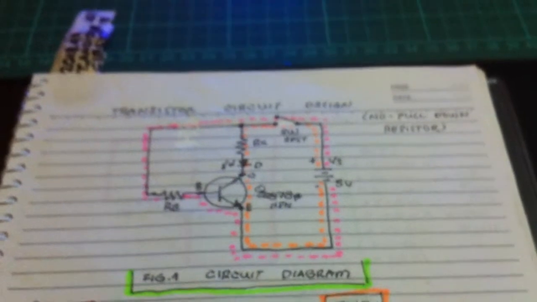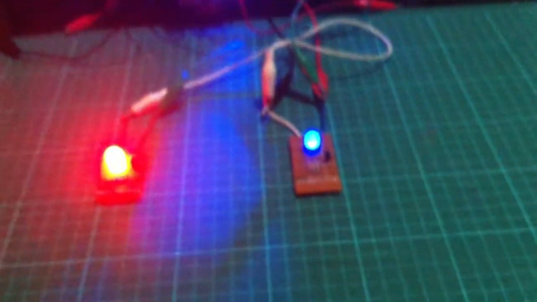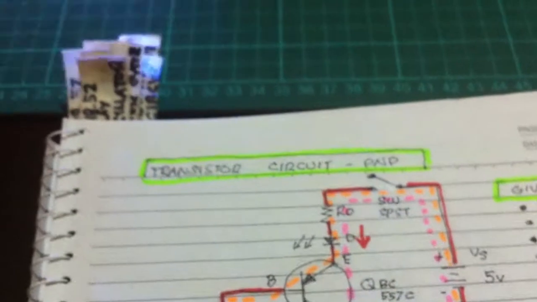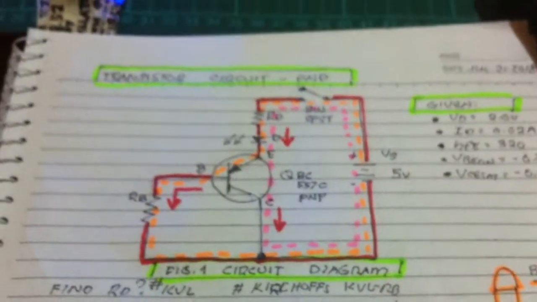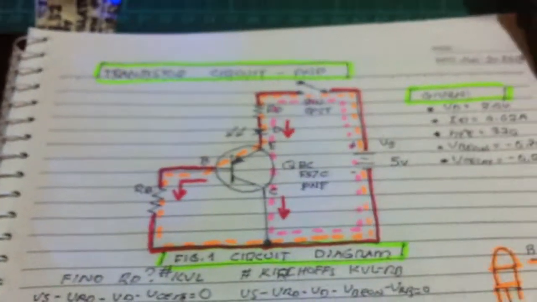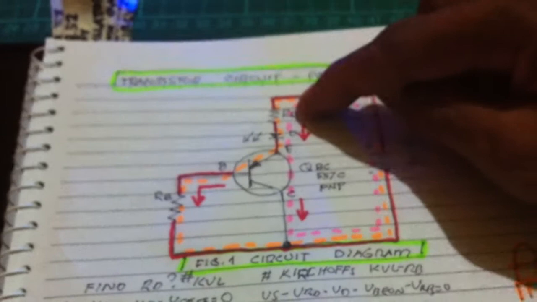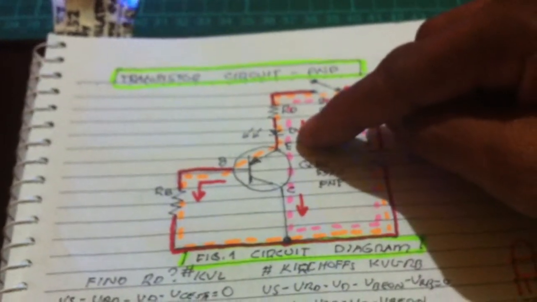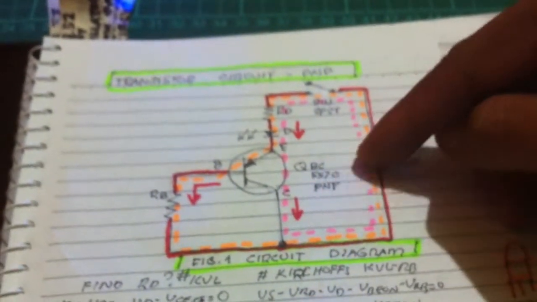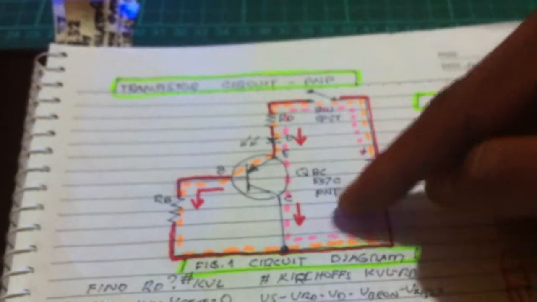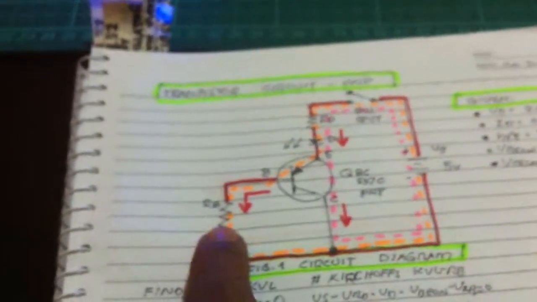And now we have a new circuit here, the blue LED, and the circuit is this. Transistor Circuit PNP. And this is the circuit diagram. We have 5-volt supply, switch, resistor, LED red, transistor BC557C, PNP, and a base resistor.